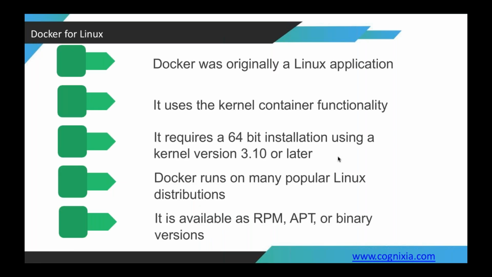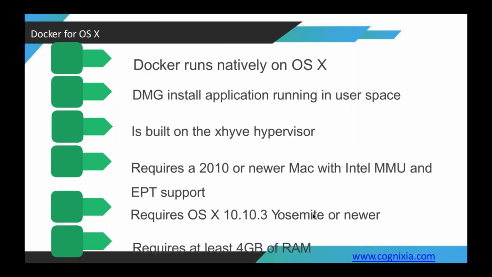Okay, and you can run Docker on the Linux platform itself. You can use the package manager to install Docker, so you can use RPM or apt. Docker uses the functionality of the Linux kernel, which is namespaces and C groups. Okay, if we talk about OS X, you can install Docker over the Mac as well. You can use the DMG to install Docker for the Mac, and you need to have at least 4 GB of RAM available if you directly want to install over the Mac operating system.